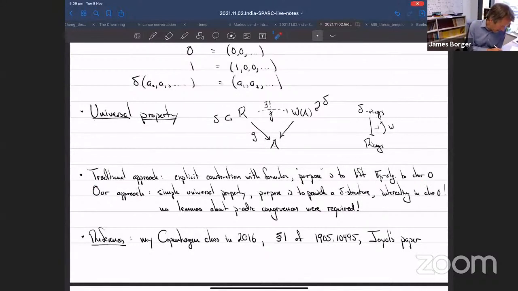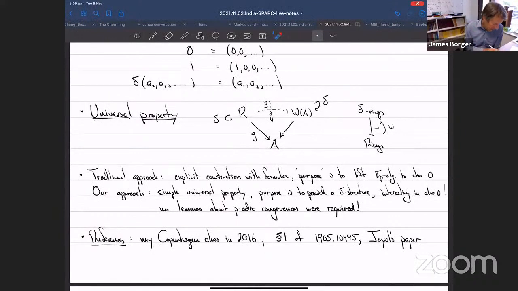Whereas this approach, which is maybe originally due to Joyal, is given by a simple universal property. So conceptually, there are no formulas. And the purpose is not so much to lift something to characteristic 0, but to provide a delta structure. And a delta structure I think of as really just an intelligent way of talking about a lift of Frobenius. So the purpose is to provide a lift of Frobenius, not so much to lift the ring. So it's still an interesting concept, even in characteristic 0 if you have just a general ring.